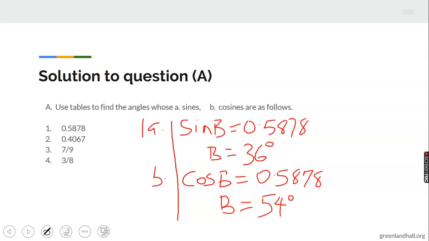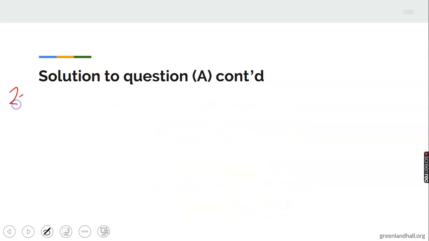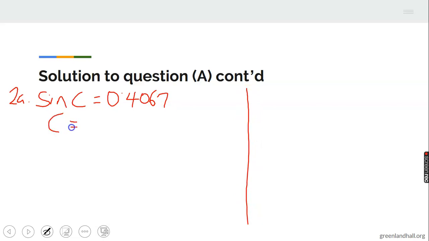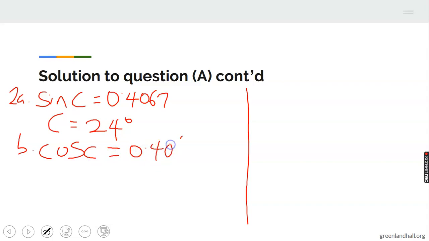Now, let's pick the other one. This is question 2A. Let the angle be C. That gives us 0.4067. Where can you find 0.4067? It is 24 under 0, which is 24 degrees. So the cosine will just be 90 minus 24, and 90 minus 24 gives us 66 degrees.